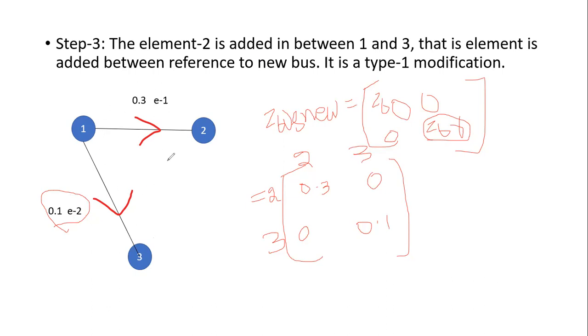After calculating the step-by-step procedure for the formation of the Z-bus matrix, when we add the two elements in the network, the Z-bus new matrix is equal to 0.3, 0, 0, 0.1. This is the Z-bus new matrix. Next, coming to step 4.